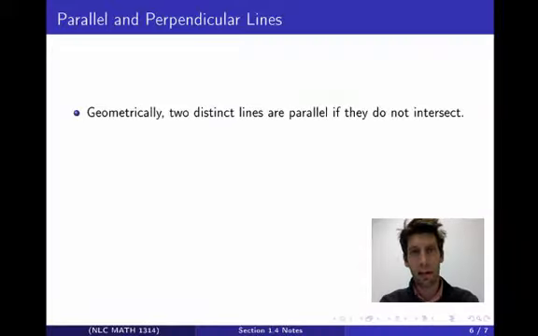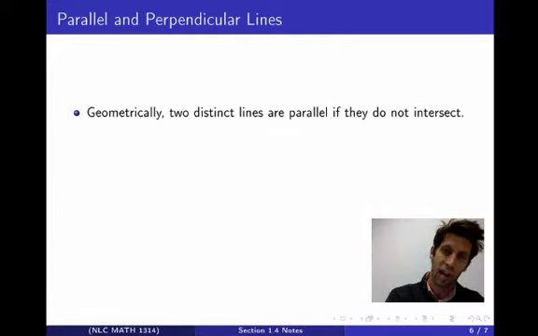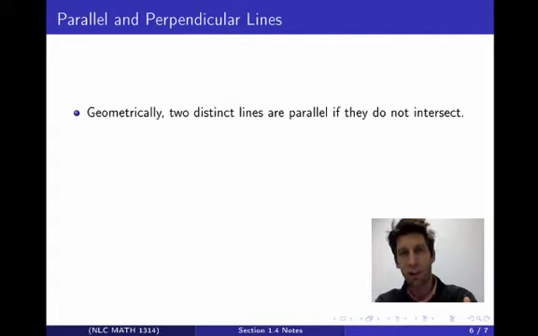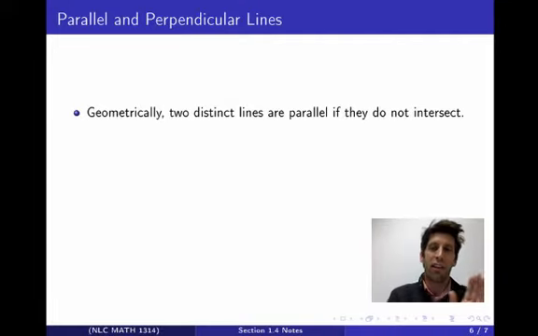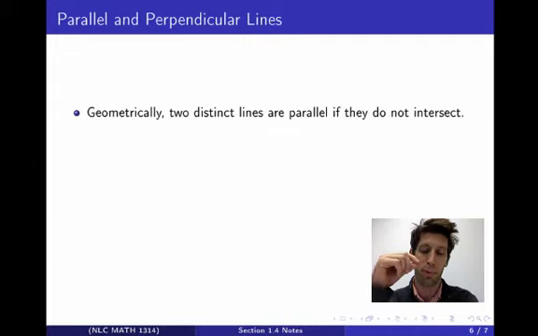Now we're going to talk about parallel and perpendicular lines. Anything that we see in this class has two distinct interpretations. One is the geometric side of things, and that's the pictures, so to speak. On the other hand, you have the algebraic interpretation. That's the numbers and the equations. And parallel and perpendicular lines are no different here. Geometrically speaking, two lines are parallel if they don't intersect as long as they're distinct. Now, if they're the same line, obviously they intersect, but we don't count those as parallel. So two distinct lines are parallel if they don't intersect from a geometric perspective.